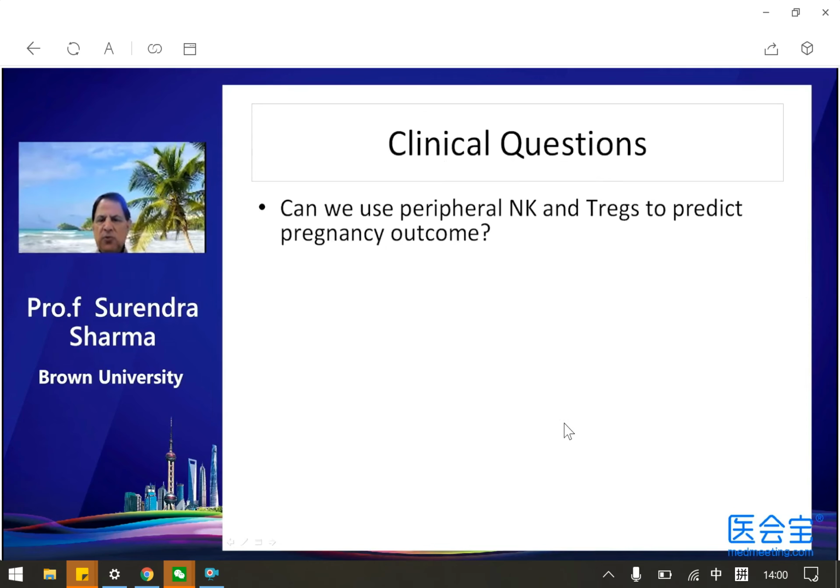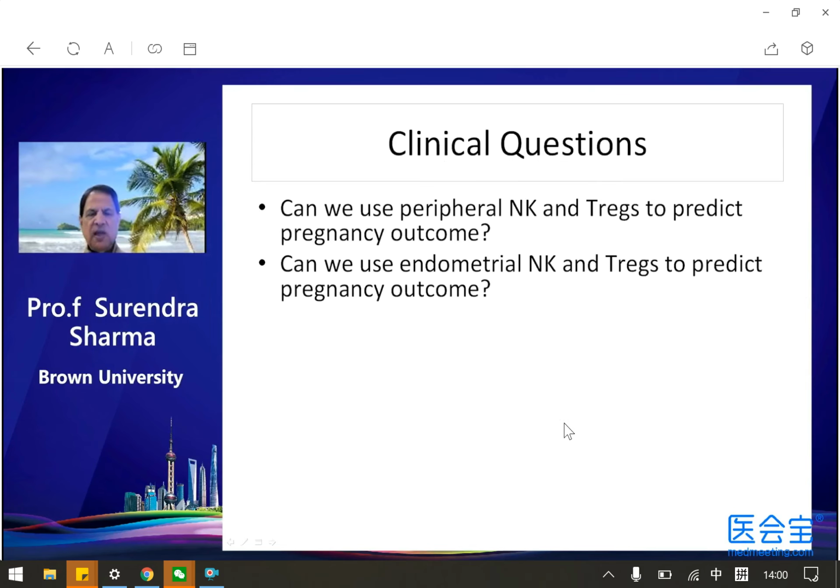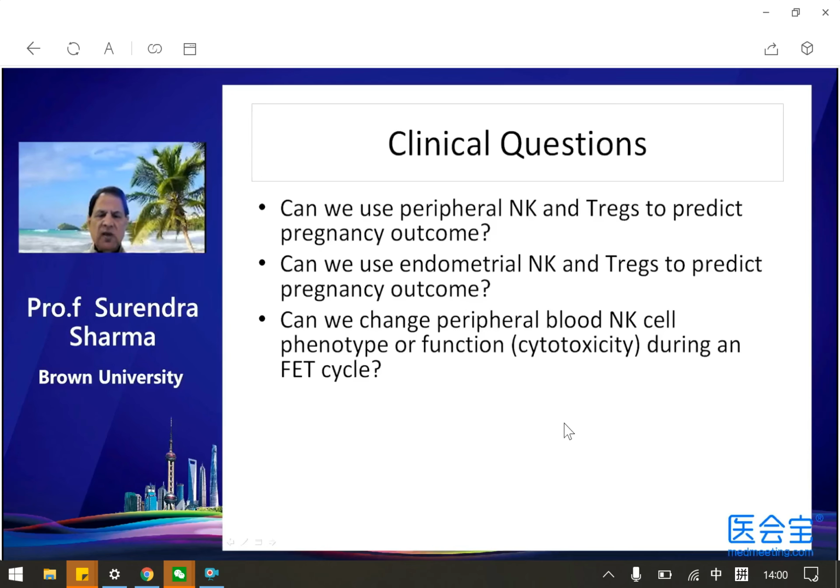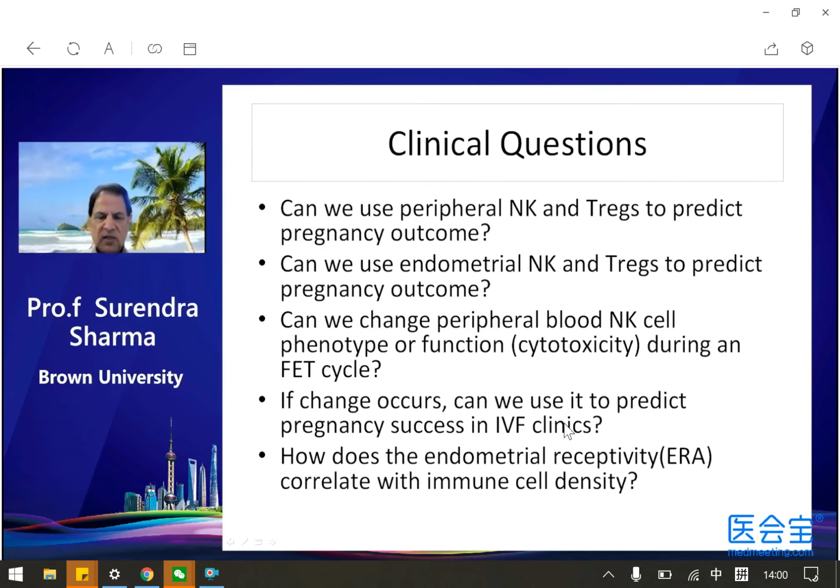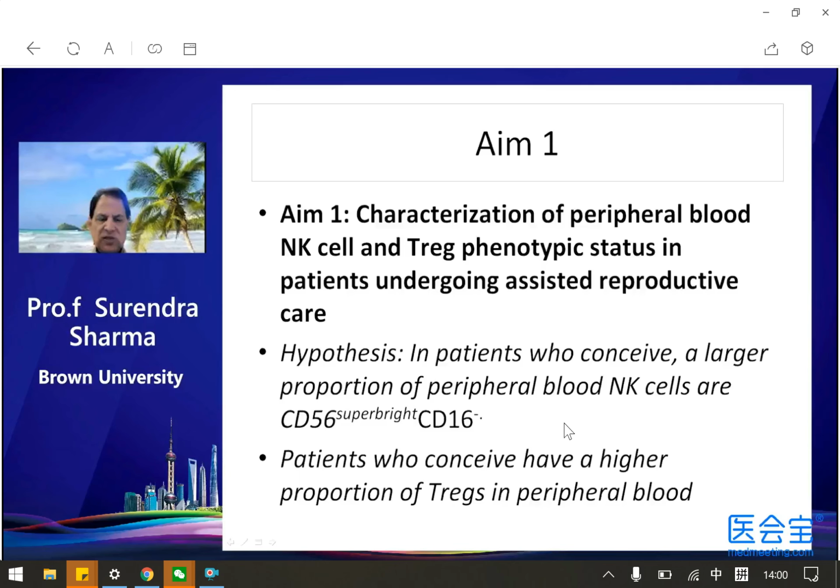Can we use peripheral blood NK cells and Tregs to predict pregnancy outcome? Can we use endometrial NK cells and Tregs to predict pregnancy outcome? Can we change peripheral blood NK cell phenotype or function during a frozen embryo transfer cycle? If change occurs, can we use it to predict pregnancy success in IVF clinics? How does endometrial receptivity correlate with immune cell density? So these are some of the clinical questions that we are trying to focus on.